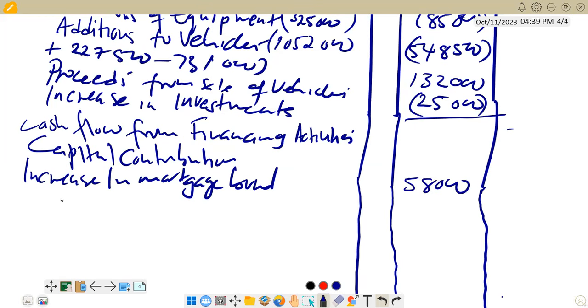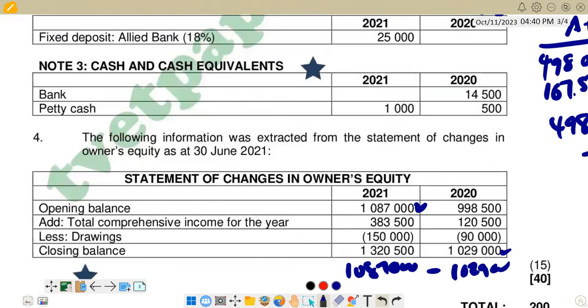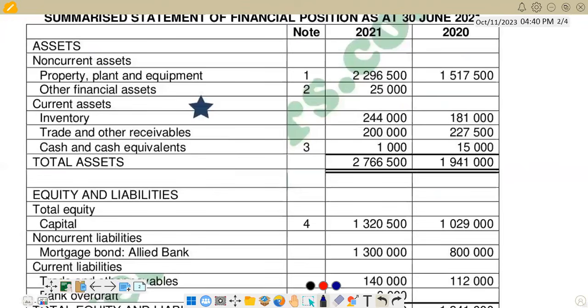And then also we have an increase in mortgage bonds, which we are going to find out where we can find. If you go back to our question, on the list of balances, mortgage bond is here. At the beginning of the year, it was 800,000. Now it's 1,300,000. So basically, we are saying 1,300,000 minus 800,000. When you do that, you get 500,000. So this is the one that we are going to put on that one.